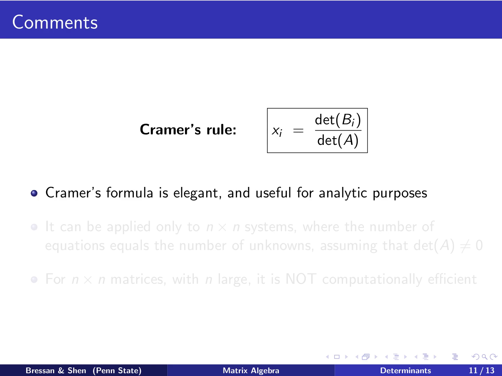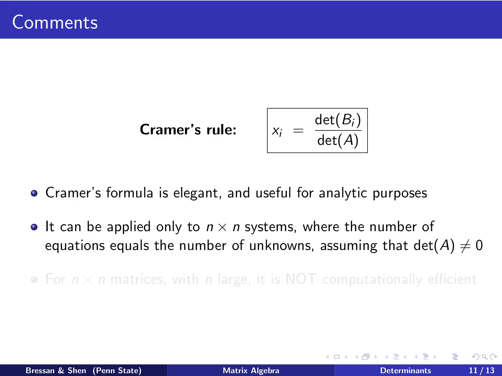Okay, let's give some comments on Cramer's rule. It's a very simple expression for the solution. Once it's explained what Bi is and what the determinant is, I would say it's an elegant formula, and it's useful for analytic purposes. One restriction is that it can only be applied to square matrices A, so an n by n system, where the number of equations and the number of unknowns are the same. We also need to assume that the determinant of A is not 0, otherwise you're dividing by 0.